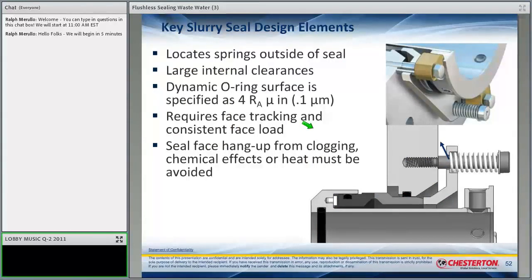And these are examples. This is the key technology. So it springs out of the fluid. This surface is micro polished to a 4 finish. These faces are the same diameter, and so they avoid wiping. And so, these are key design elements of a slurry seal. So that's what you're looking for in that technology.